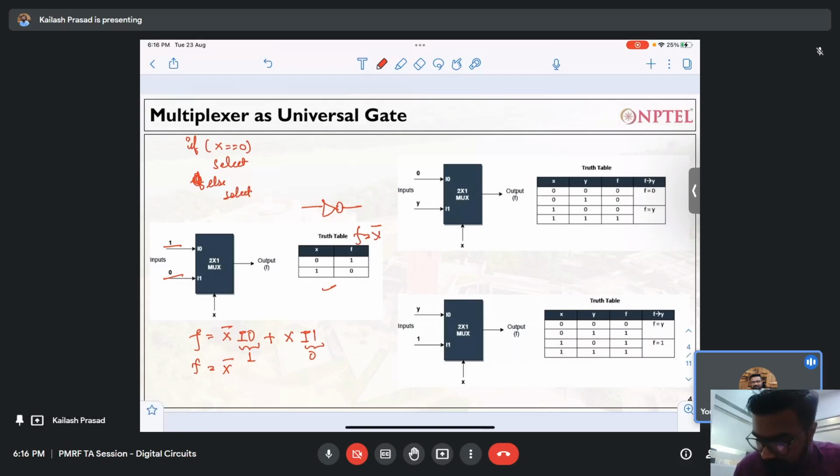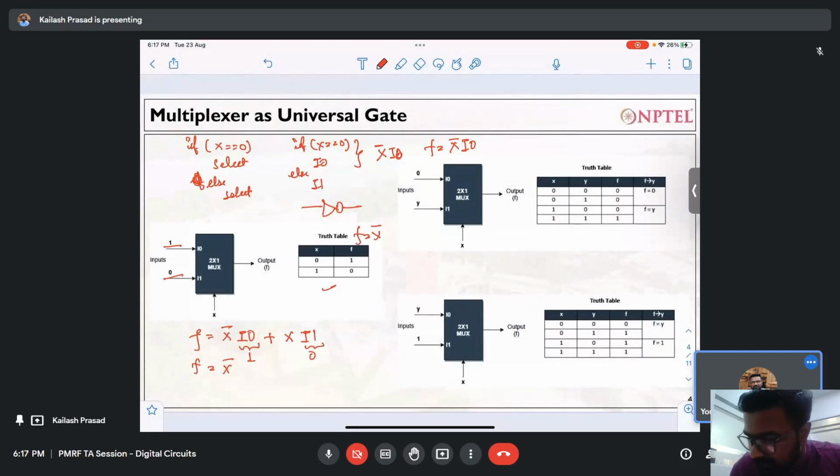In this case, if x is equal to 0, select I0, else select I1. For this, you can write an expression: if x is 0, then select I0. It means the value of x should be 0 and you have to select I0. If you write it like this, I0 won't be selected, because x is 0 and it will be multiplied by 0, so it will be 0. So you put an x bar. If you write f equal to x bar I0, it means whenever x equal to 0, f equal to I0.